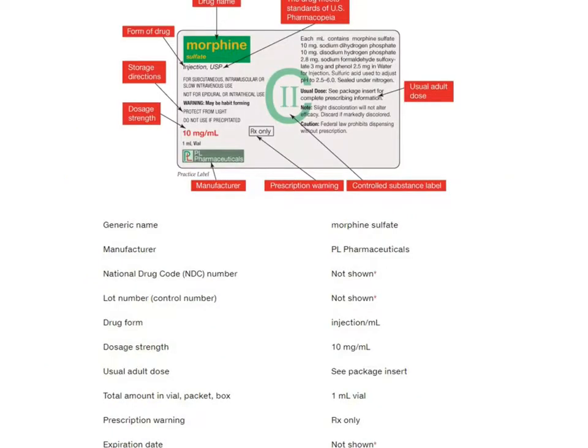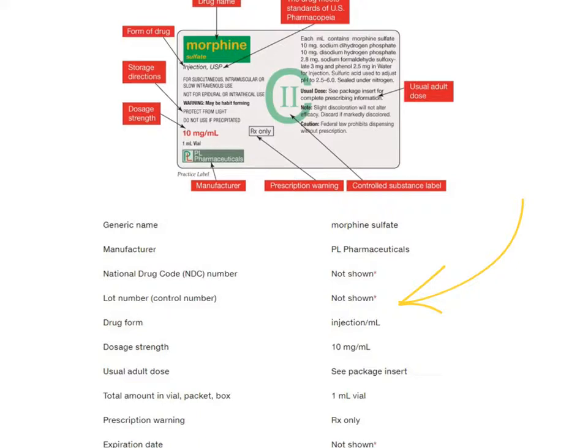So, examples here. I've copied a couple of examples out of your book. This one is one of the examples from your text too, where they've pointed out quite a few of the different things on here. And you can see, based on what's being asked, it tells you how you could answer these questions.